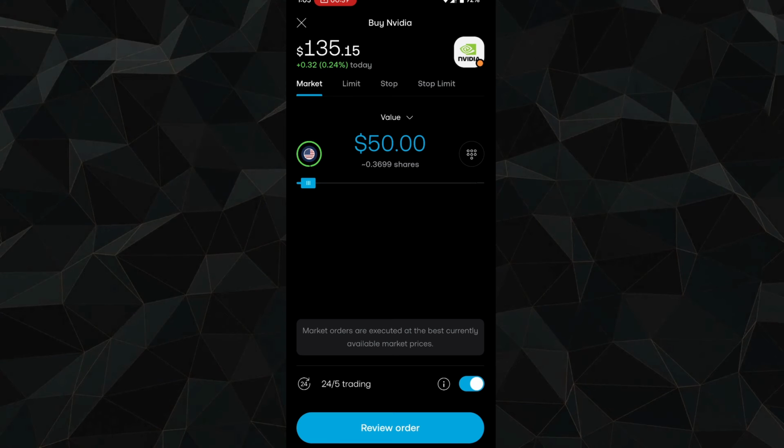After that, understand that trading during extended hours comes with risks such as lower liquidity and higher volatility. Finally, remember that you can toggle the 24/5 trading option on or off for each individual order.